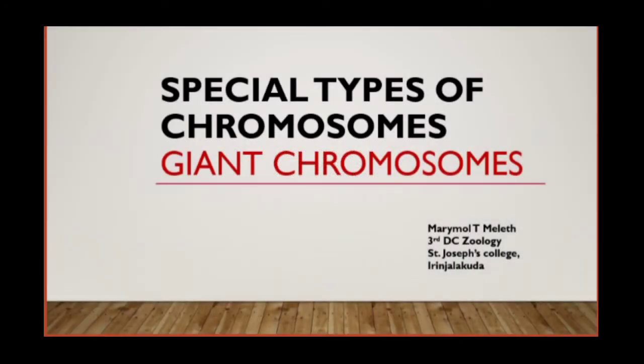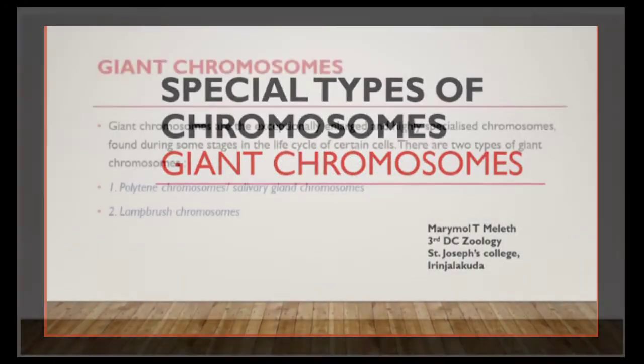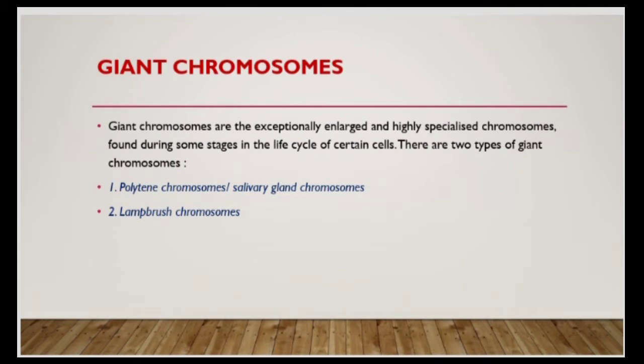Today we are going to deal with giant chromosomes. Giant chromosomes are exceptionally large chromosomes, and they are seen in certain types of cells during certain stages of their life cycle. Mainly we are going to deal with two types of giant chromosomes.